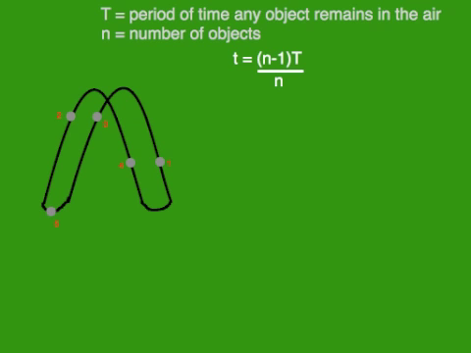We know that the objects will be in this paired up formation after (n-1)T over n units of time after the first ball was released. This result can be seen in my other tutorial. Big T represents the period of the pattern, or how long a ball is in the air, and n is the number of objects. In this case, n is equal to 5.